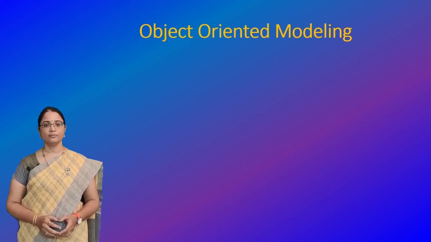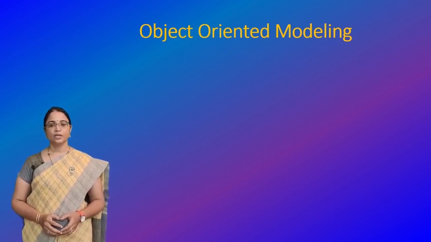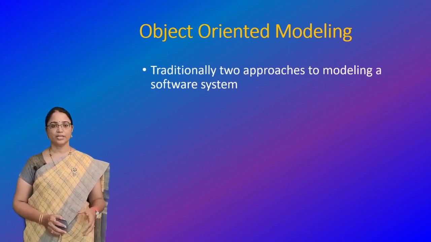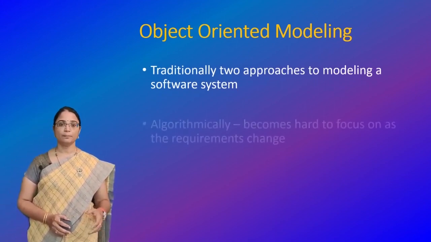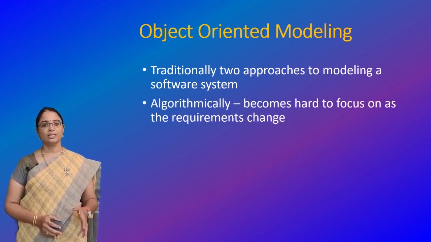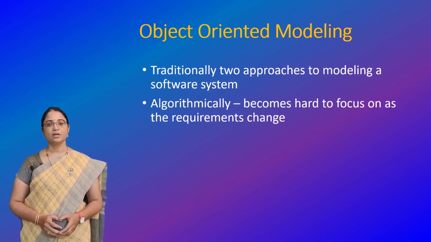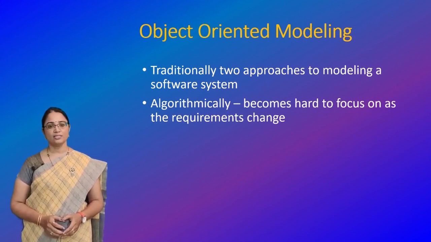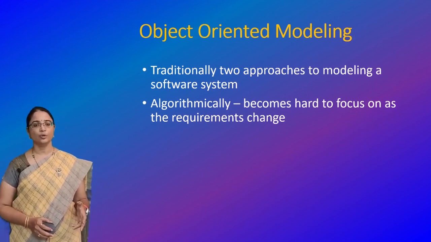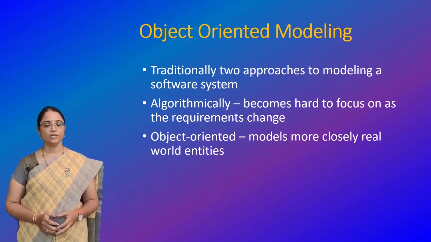In software, there are several ways to approach a model. The 2 most common ways are from the algorithmic perspective and from the object-oriented perspective. The traditional view of software development takes an algorithmic perspective. Algorithmically, it becomes hard to focus as the requirements keep changing. If the requirements are changed, we can't adapt. So algorithmic is nothing but the structural modeling of the system.